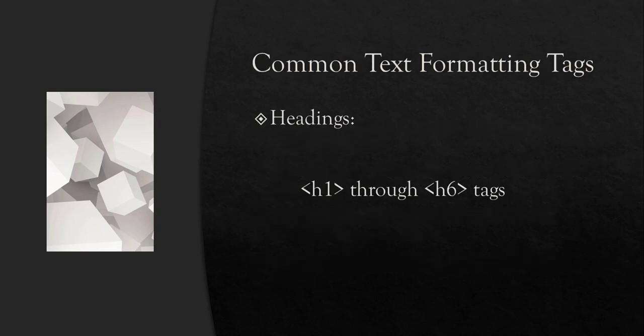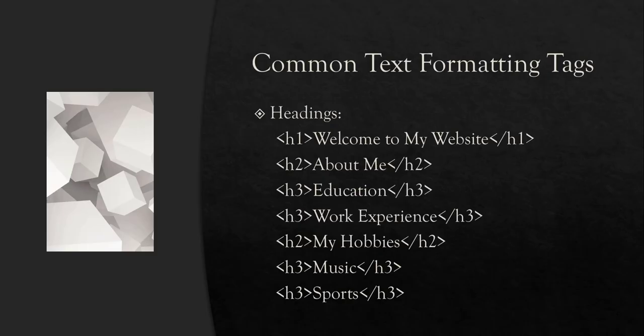There are several tags that are commonly used for text formatting. H1 through H6 tags are used to define headings of different levels. The H1 tag is the largest and most important heading, while the H6 tag is the smallest and least important. In this example, we are using the heading tags to create a hierarchical structure to organize content on the page.